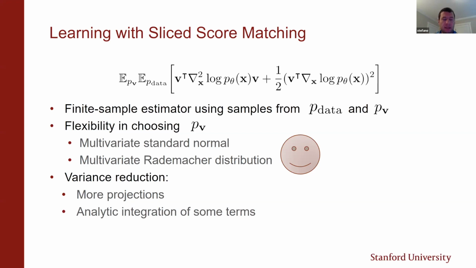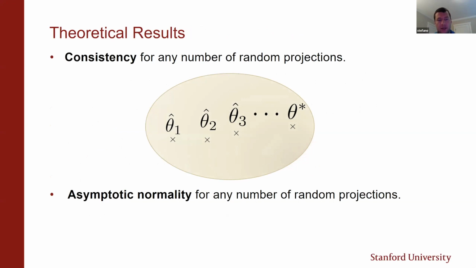This objective, it turns out, has some good properties. For any number of random projections, it's consistent under the usual assumptions. And we can also prove the asymptotic normality of these estimators and work out the actual variance of this normal distribution for those distributions. So it has some very nice properties that we would like a learning objective to have. Unlike GANs, this learning objective has some very nice theoretical properties.